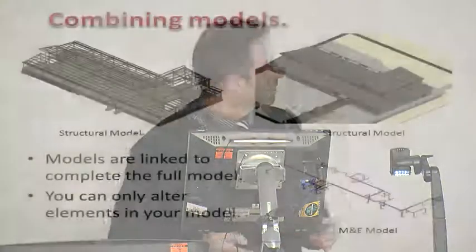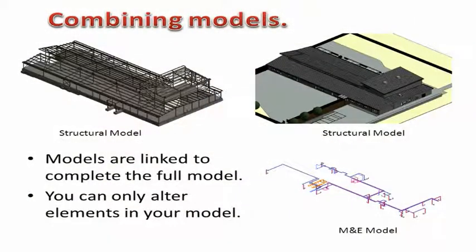So just a little example, you've got the steelwork on the one side there, the architectural and the M&E models. They're all combined together, and the M&E model, which is what I would be interested in, is the bit I can see and the bit I can alter.